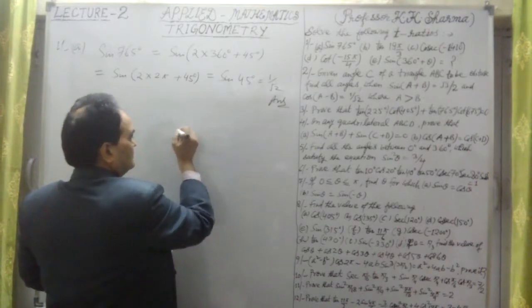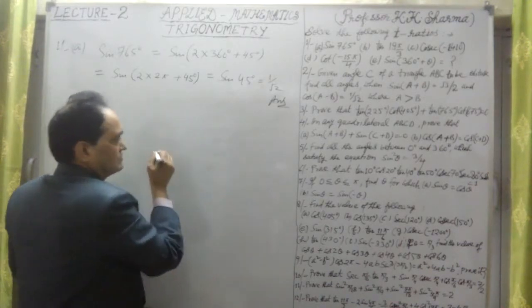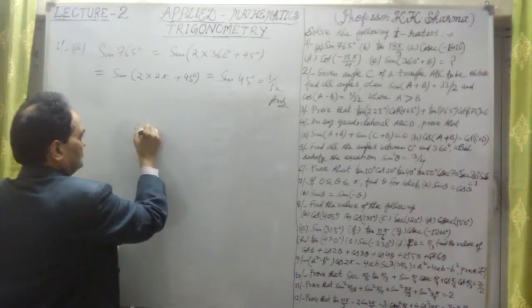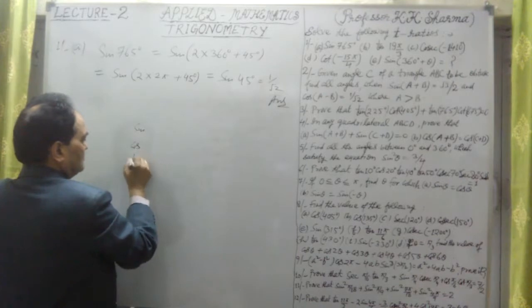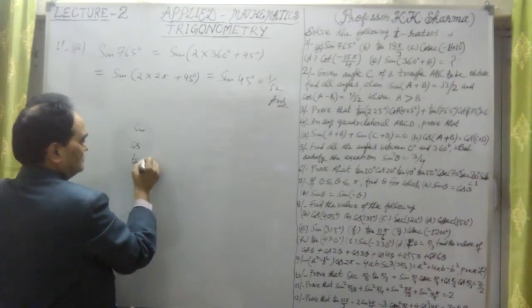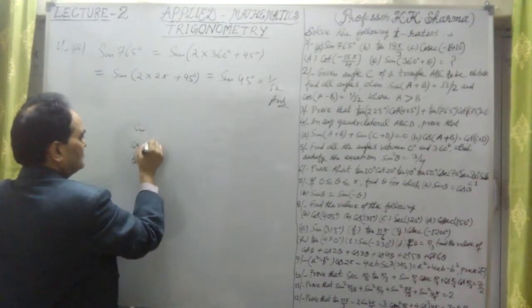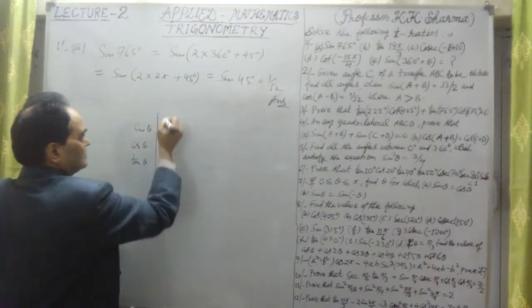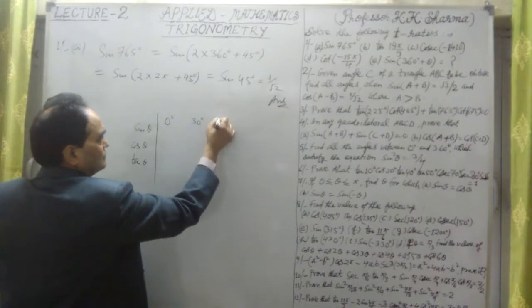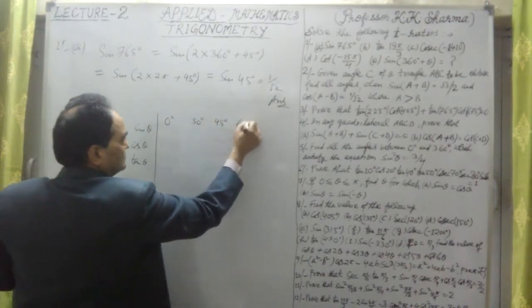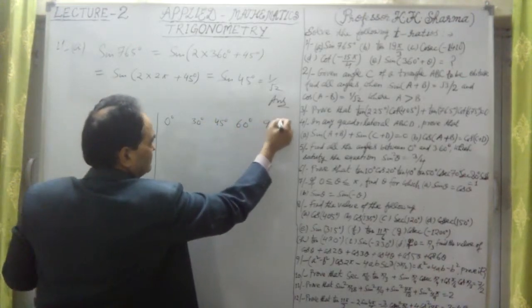As I find the table, let me again write the table below. So we just move down. This is sine, cos, tan. Only these if we calculate. Sine theta here, cos theta, tan theta. And here we are taking 0 degree, then 30 degree, 45 degree, 60 degree, and then 90 degree.